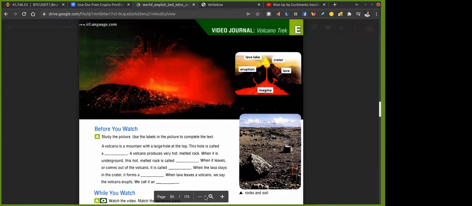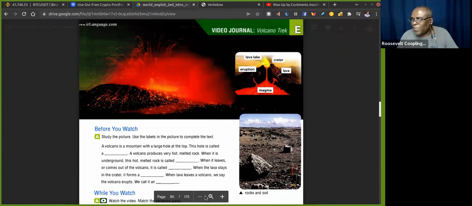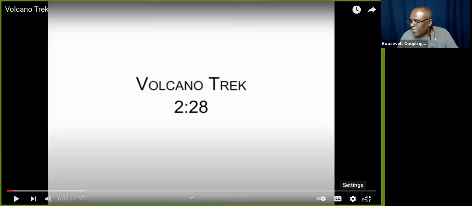Vamos lá. I can try. Let's take a look before, okay? Because we have the parts of the book explaining the structure of a volcano. Okay. Let's take a look at the structure of a volcano. Then we will have the opportunity to watch this one here. Okay, page 70 something. Just a second.